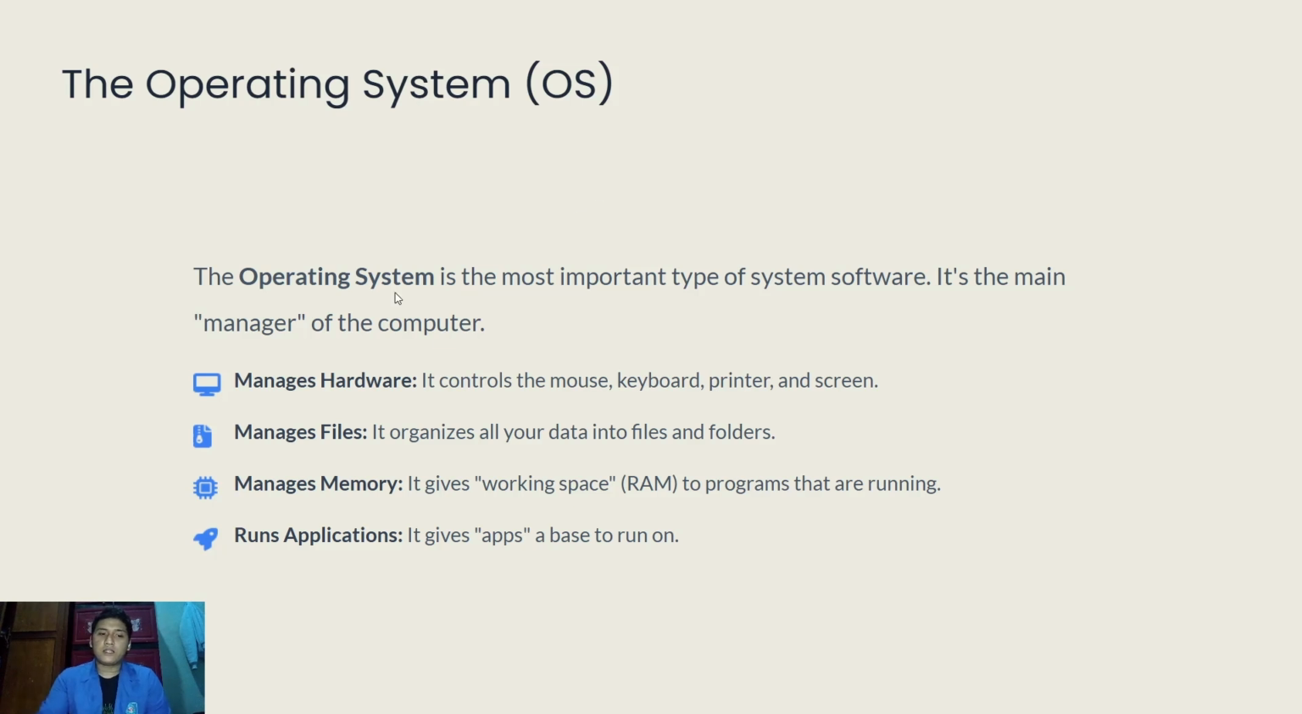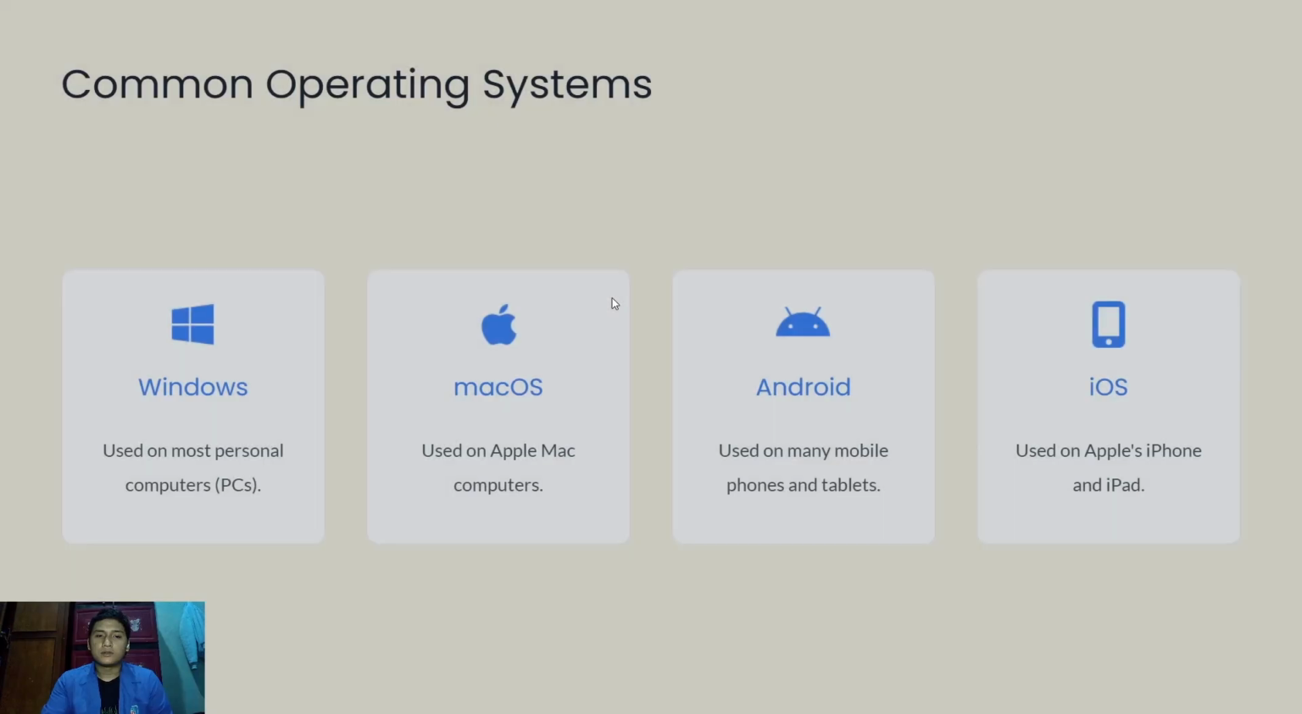And the third one is managing memory. It gives working space, such as RAM or SSD, to the programs that are running on the system. And the last one is managing applications. It gives apps a space to run on, so applications run smoothly within the operating system.